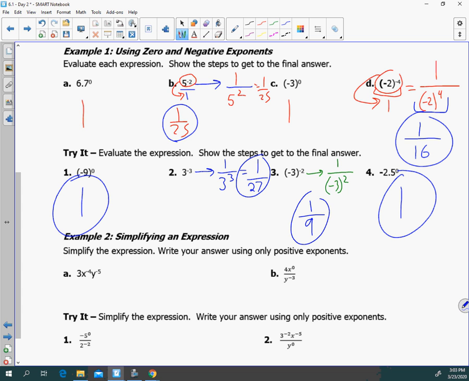Okay? Hey, on the quiz, when you get those 0 exponent ones, those are super easy. Don't get them wrong. All right, here we go. Let's go to example 2.